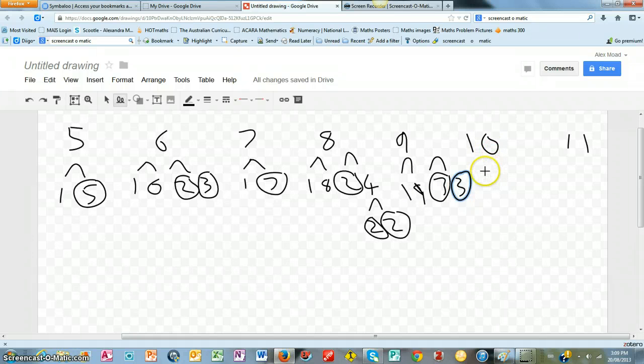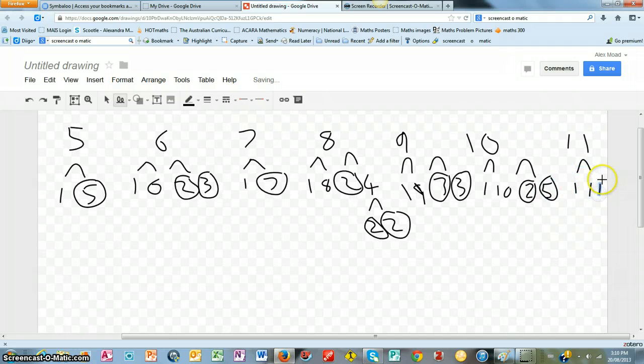With 10, a double tree again. 1 times 10 is 10, and 2 times 5 is 10. So here we have prime numbers of 2 and 5, because as we know, there are no more factors of 2 that are prime, and 5. With 11, it's 1 times 11, and 11 is a prime number.